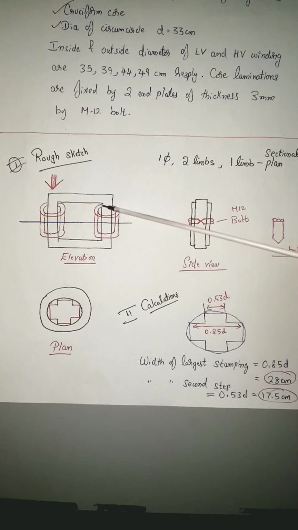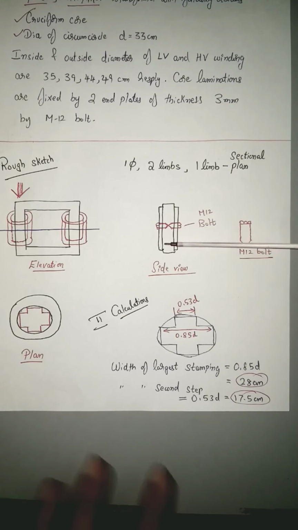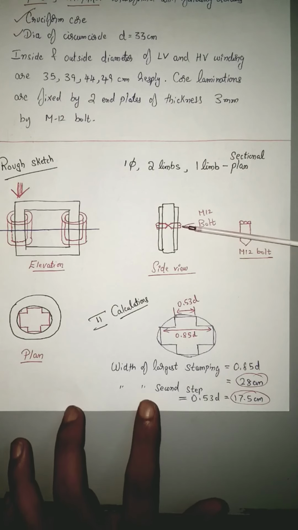Whatever transformer elevation I have shown here, this is the side view for that. So from the side, the laminations look like this. It is a two-stepped core, and all these laminations are joined together using a bolt, and this is your M12 bolt. This M12 bolt is put from both the sides to keep all the laminations together. So this is the rough sketch.